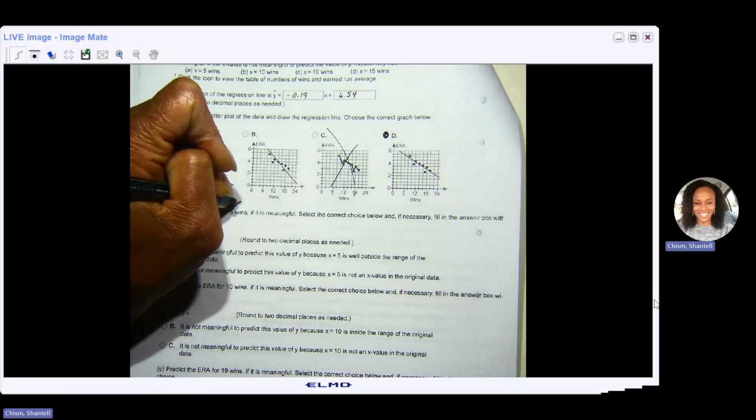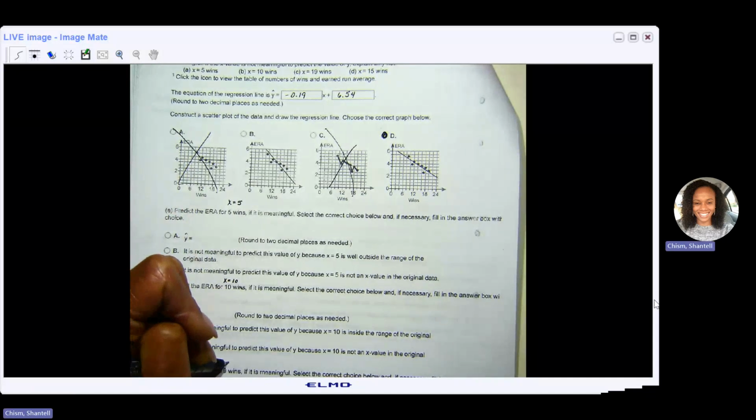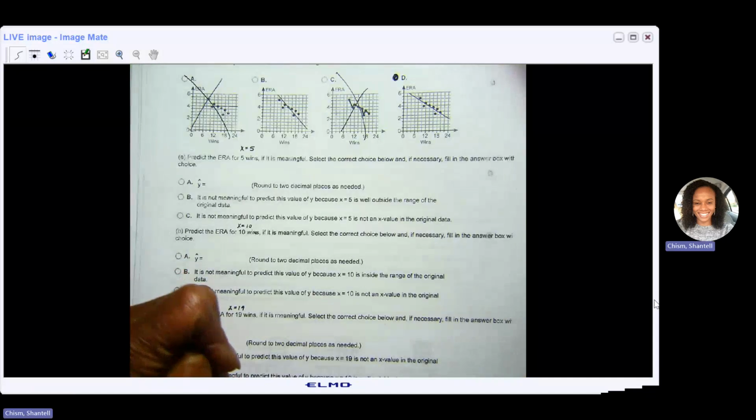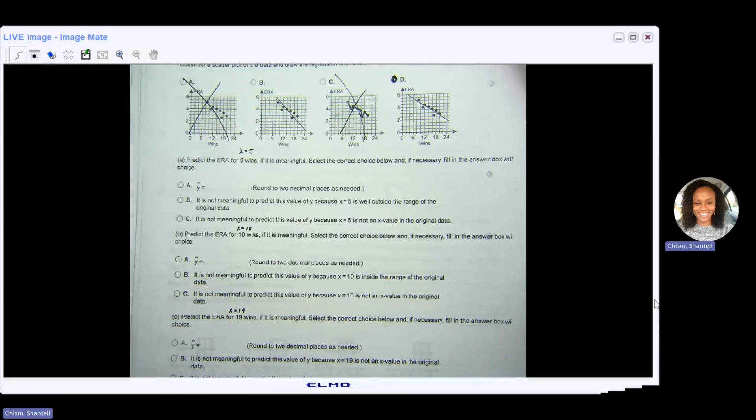Okay. And then lastly, we just want to predict the y, which is ERA. We want to predict the y when we let x be 5 in this case, when we let x be 10, when we let x be 19, and when we let x be 15. Now, one of these we won't use. We won't predict for one, and that is because it is outside the range of the original x values of the data set.